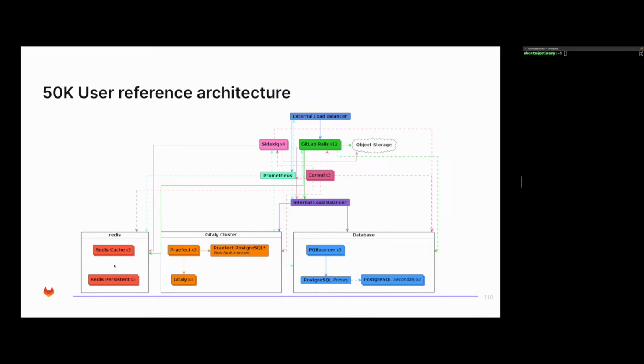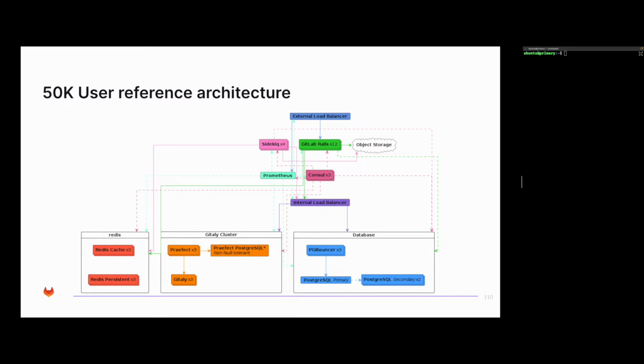So here you see, for example, a Redis cluster with Redis cache and Redis persistent being separated components. The Gitaly cluster is using Praefect as the cluster administration and orchestration tool, which has a separate PostgreSQL database, and then Gitaly nodes underneath. Also, the database uses PgBouncer to cluster the database in primary and secondary nodes. Here you have an internal load balancer and an external load balancer. And then you have GitLab Rails, the Puma server, which is also an application cluster with multiple nodes.